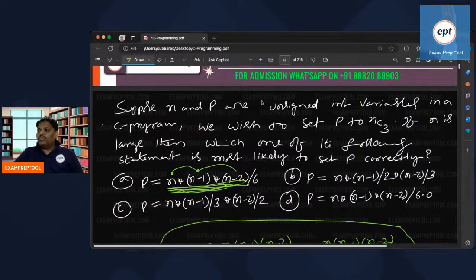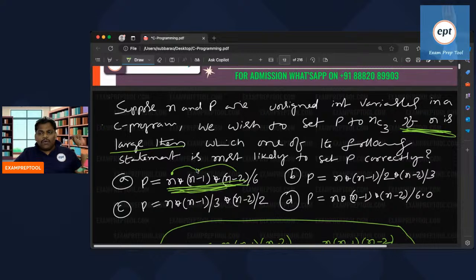If you want, you can see the problem. Can you see the problem? Suppose n and p are unsigned integer variables in a C program. We wish to set p to nC3. If n is very large, n into n minus 1 into n minus 2 will become very large.